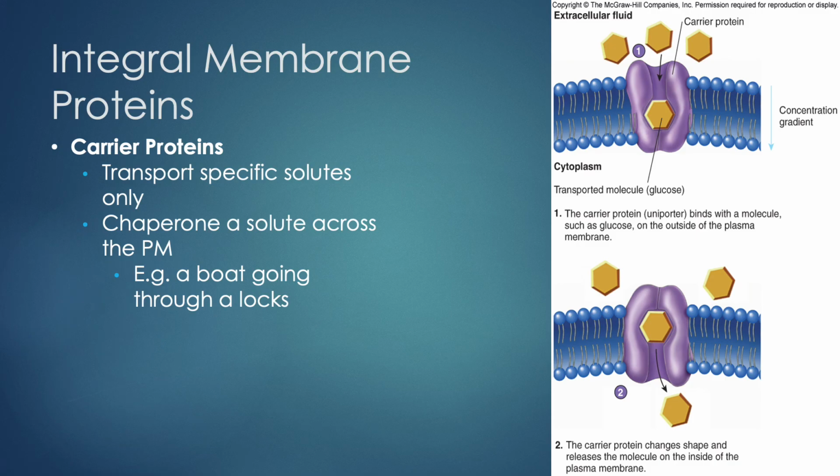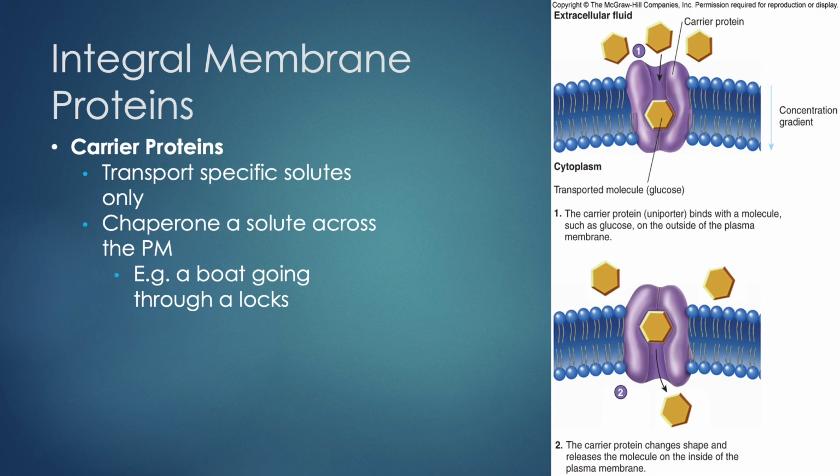A carrier protein is a type of integral membrane protein. You can see on the image on the right, the purple structure, which is the carrier protein, is integrated into the phospholipid bilayer of the plasma membrane. What the carrier protein does is transport only a very specific solute across the plasma membrane, either in or out. The best example I can give you is that of a boat going through a locks. A sailboat might be the right size to fit through a smaller locks, no problem. But a 1,000-foot ocean liner, for example, may be too large for the gates to close on both sides of the locks to chaperone them through.